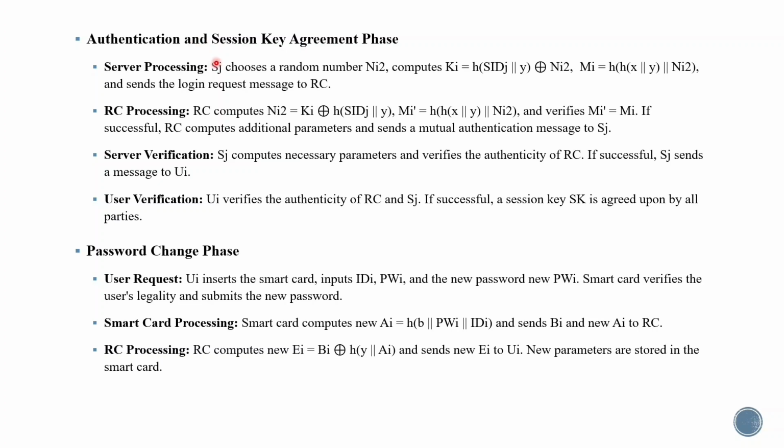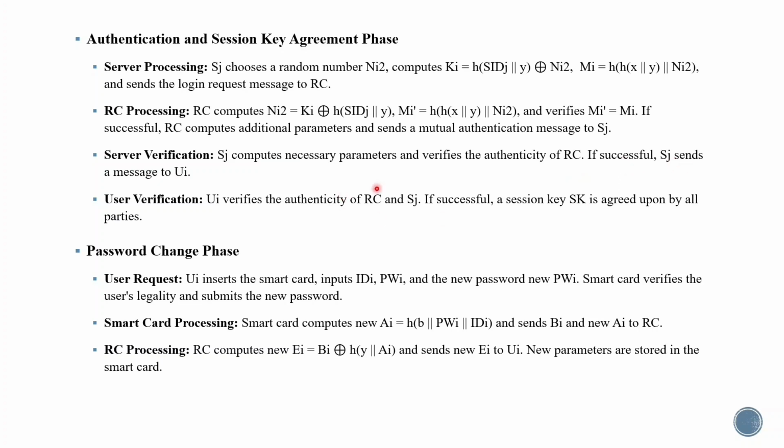Now in the authentication phase, the server J chooses a random number and calculates its own values and sends the login request message to the registration server. Registration server calculates again its own parameters and verifies the authenticity of the server that sent the request. And upon successful verification of these parameters, the registration server computes the additional parameters and sends a mutual authentication message to the server J. And the server verifies this message and all the parameters of the registration server.